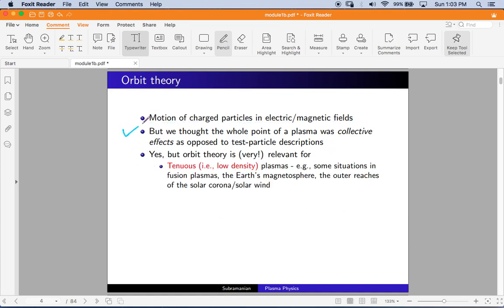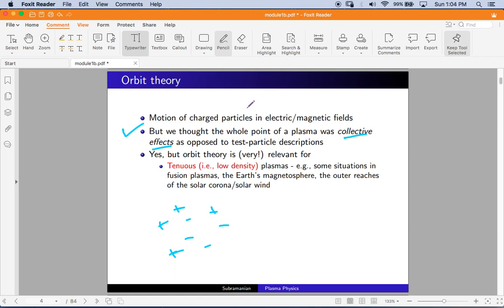But we made a big deal about plasma as a collective. Yes, a plasma comprises many charged particles like this. But just before the last lecture ended, we were talking about Debye shielding, plasma oscillations, and things like this, which was all about collective effects, as opposed to a test particle description. This is very much a test particle description, what we're going to talk about.